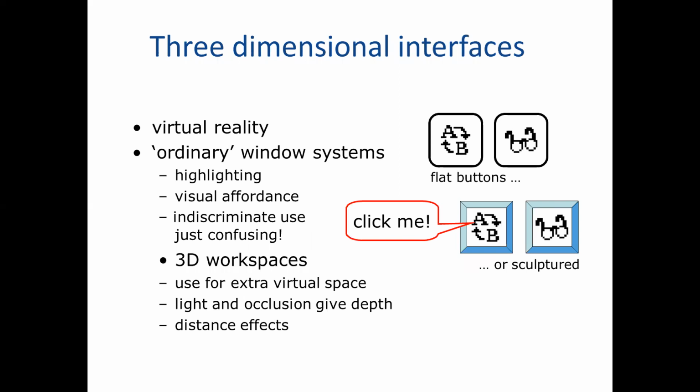Three-dimensional interfaces: virtual reality, ordinary window systems, 3D workspaces. There is an increasing use of three-dimensional effects in the user interface. The most obvious example is virtual reality, but VR is only part of what is available to the interface designer. The simplest technique is where ordinary WIMP elements, buttons, and so on are given a 3D appearance using shading, giving the appearance of being sculpted out of stone.